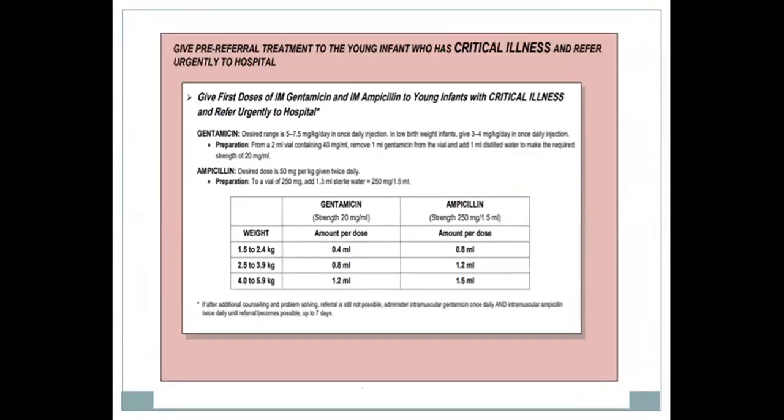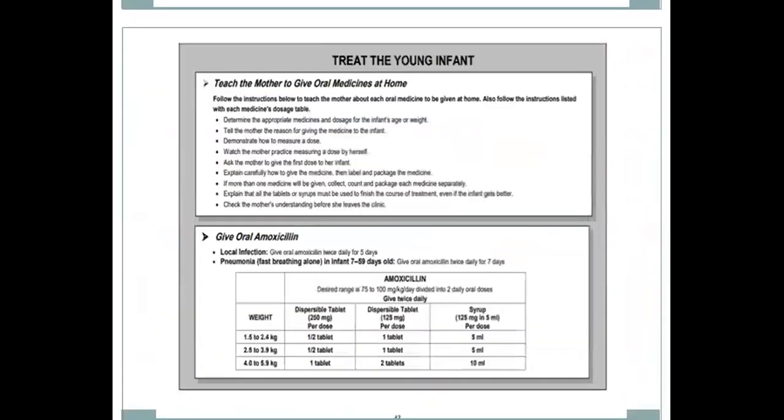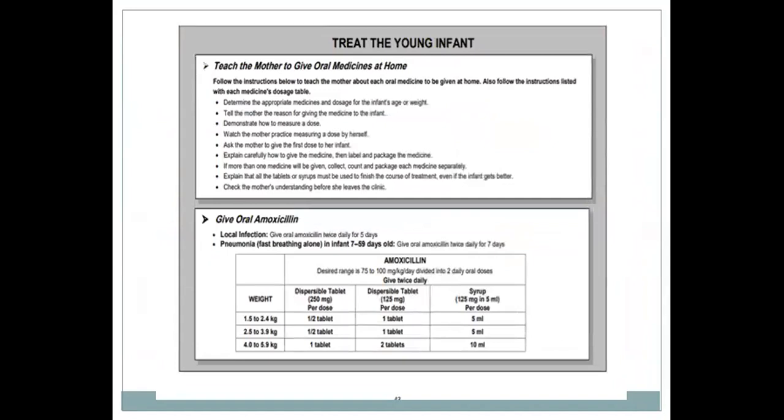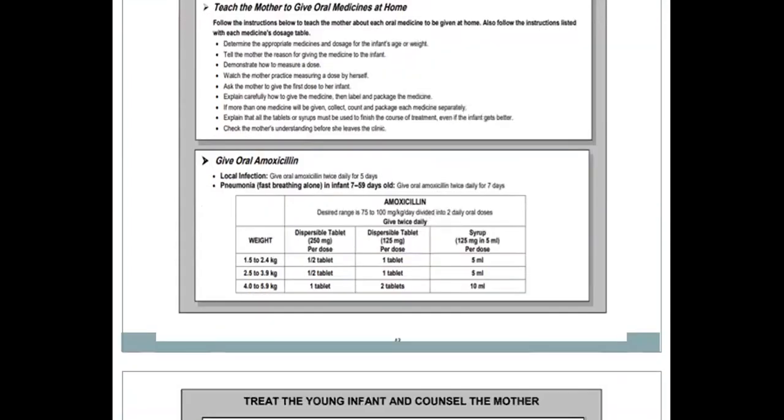Give pre-referral treatment to a young infant with critical illness and refer urgently. Give the first dose of intramuscular gentamicin and amoxicillin to the young infant with critical illness and refer urgently to hospital. Treat the young infant. Teach the mother to give oral medicine at home. Determine the appropriate medicine. Tell the mother the reason to give the medicine. Demonstrate how to measure a dose. Ask the mother to give a first dose.